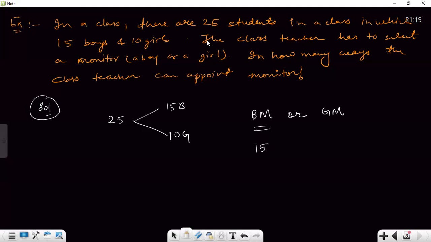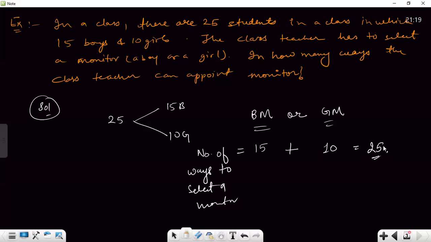And please, everyone participate, everyone keep on responding. Okay, 15 choices for making a boy monitor, or for making a girl a monitor, there are 10 choices. And these two particular events are independent in nature because they are not depending on each other. So we can sum them. The total number of ways to select a monitor is 15 plus 10, that is 25.